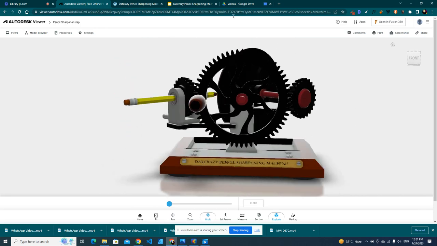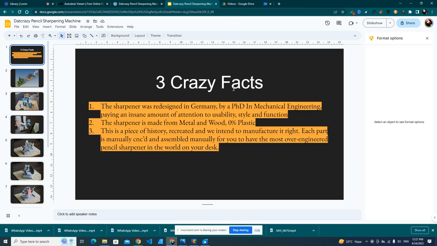So here are three crazy facts about the product that we're building. The sharpener was redesigned in Germany by a PhD in mechanical engineering, and this person paid an insane amount of attention to usability, style, and function. This sharpener will be made from metal and wood, so 0% plastic use. And we understand that this is a piece of history recreated, and we intend to manufacture it right.